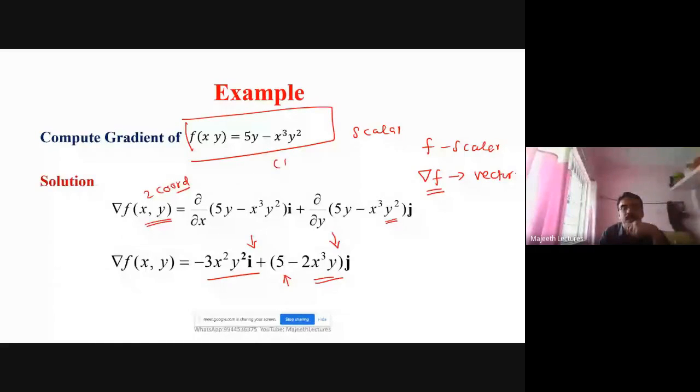That means at point 1, 2, 3. x is equal to 1, y is equal to 2, z is equal to 3. So here you substitute x is equal to 1 square, 2 square, and here you see x is equal to 1 cube, y is equal to 2. So like that you have to find it.